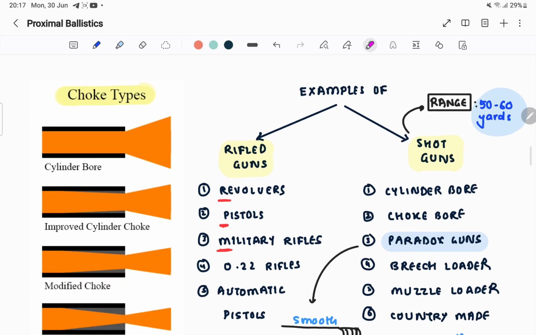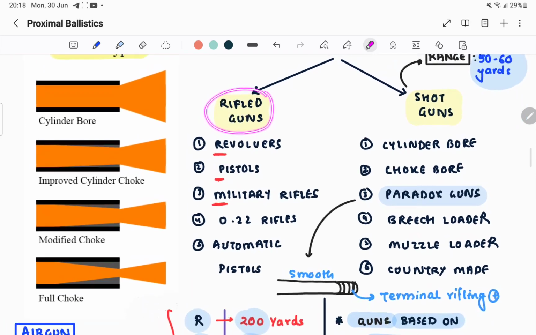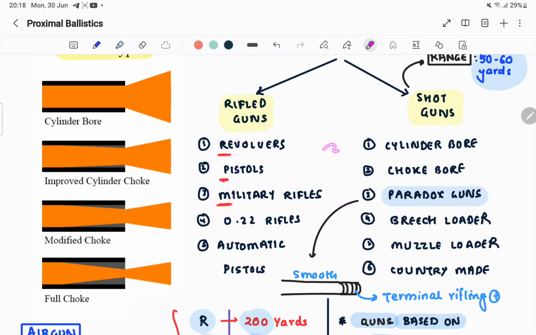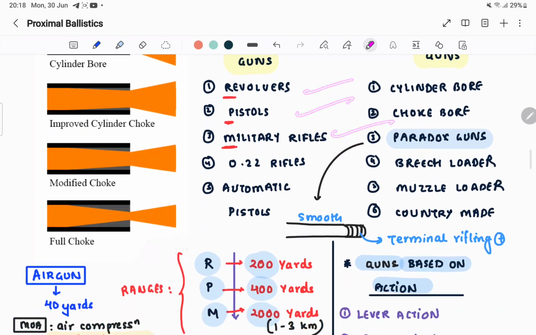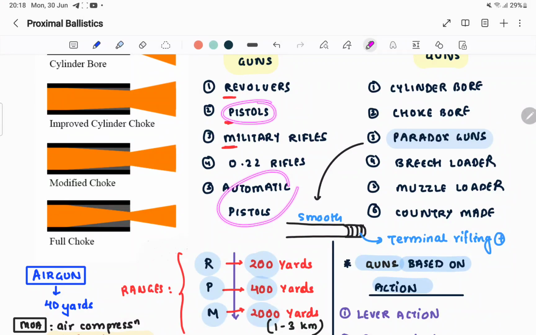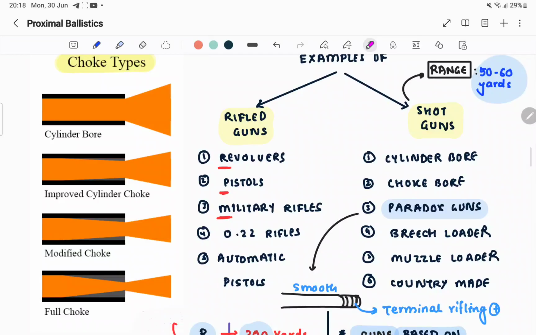Okay, so let's look at the examples of rifled gun and shotgun. Which gun will classify as rifle, which will classify as shotgun. So rifled guns you can remember by RPM: revolver, pistol, military rifle. Any other type of rifles, military rifle, 0.22 rifle, automatic pistols, revolvers, military rifles, all are rifled guns.